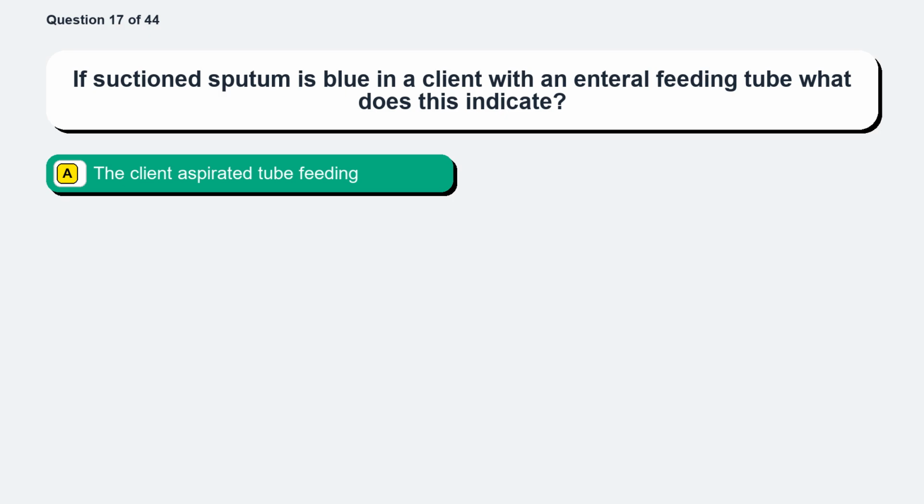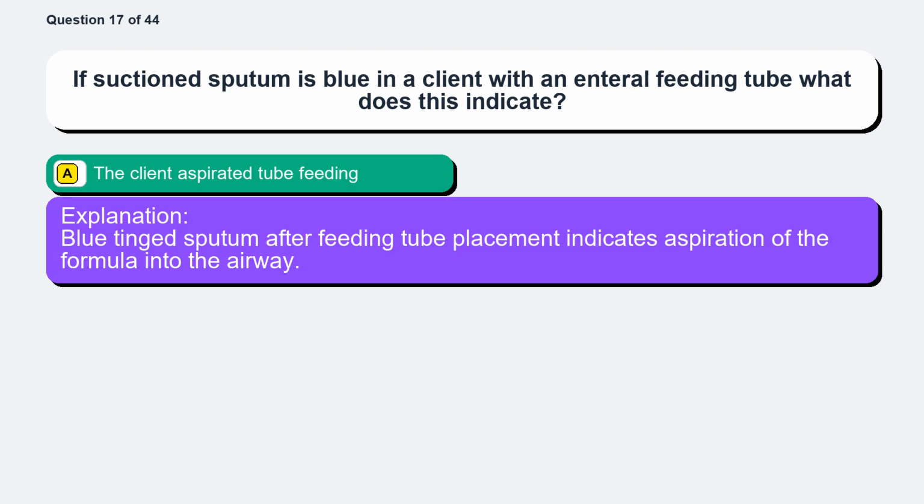The correct answer is option A, the client aspirated tube feeding. Blue-tinged sputum after feeding tube placement indicates aspiration of the formula into the airway.